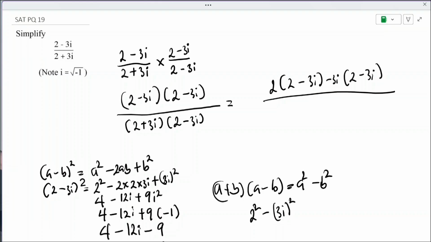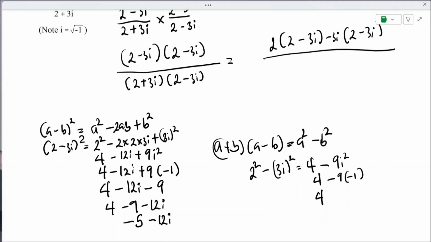2 square is 4, minus 3i square will be 9i square. The square affects both the 3 and the i. So the 3 gets its square, which is 9, and the i gets its square, which is i to the power of 2. And i square is negative 1. So you have 4 minus 9, negative 1 in brackets multiplying it. You have 4 minus 9 times minus 1.